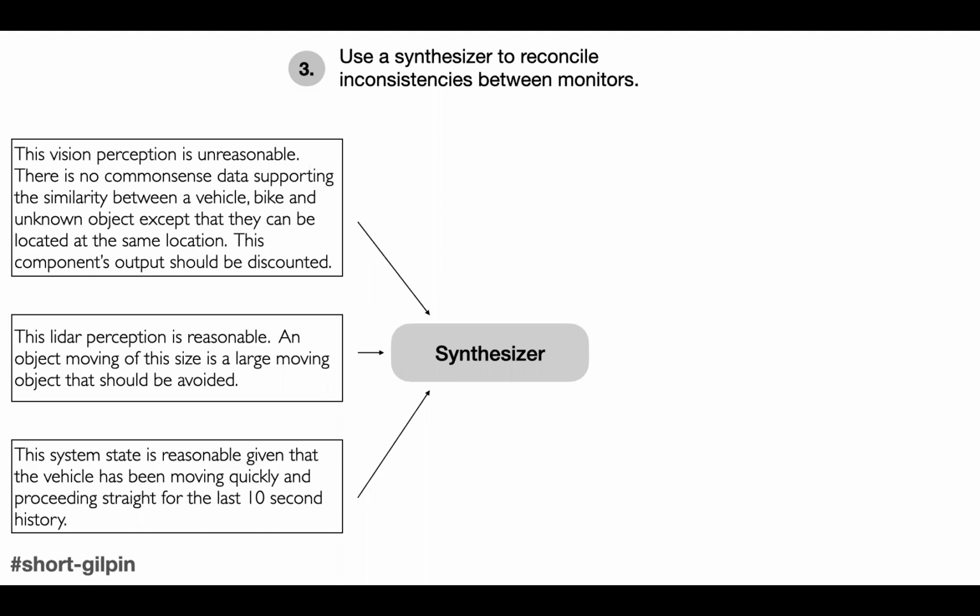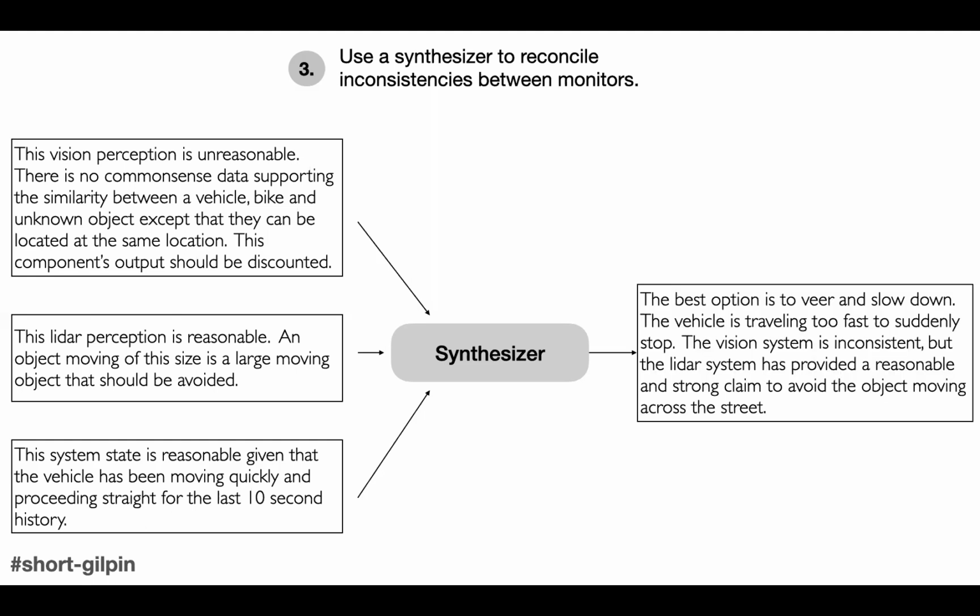Now, using those three explanations, the synthesizer is able to say, what is the most reasonable thing that you should do in this situation? So it actually says here that the best option is to veer and slow down. Because the vehicle is traveling quickly, it knows that it's traveling too fast to suddenly stop. It knows that the vision system is inconsistent, but the LiDAR system has provided a reasonable and strong claim to avoid the object moving across the street.